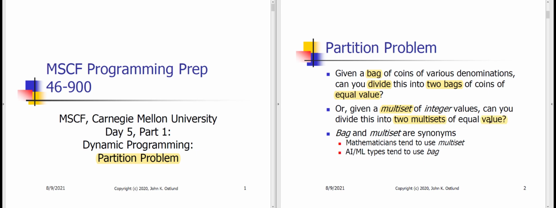By the way, both the term bag and the term multiset are used to describe collections of things where duplicates are allowed. If you're more strictly mathematically oriented, you might tend to use the word multiset to describe this. In the artificial intelligence / machine learning community, it's fairly common to talk about this kind of thing as a bag, but the two terms mean the same thing.